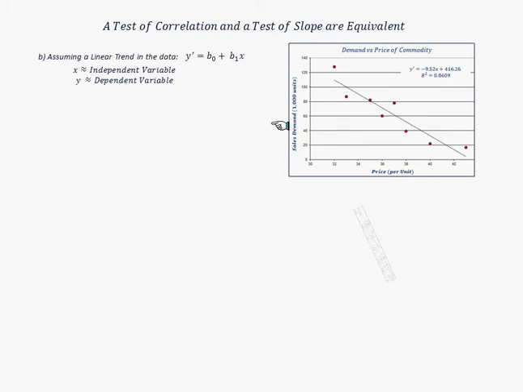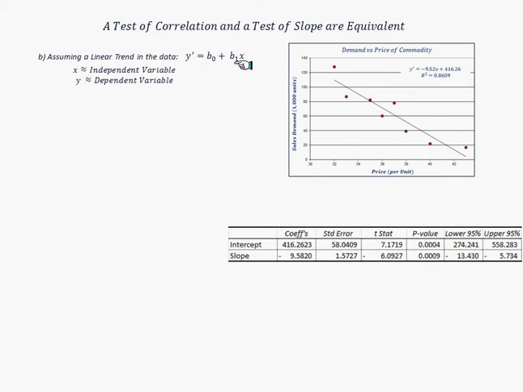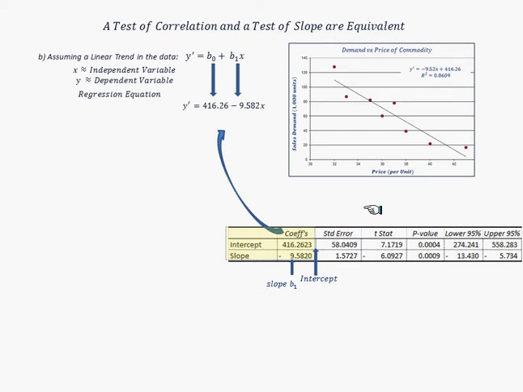By the way, x would be the independent variable and y would be the dependent variable, because in this model we would want, given the price of a commodity, to predict the sales volume. Now here is the Excel output. This is your slope, your intercept. Putting these into the equation here, we have our regression line, or least squares line, or best fit line.